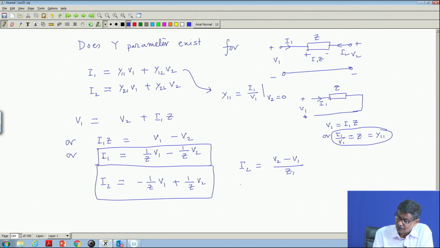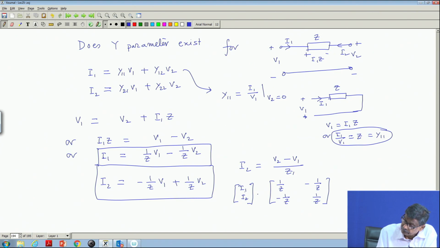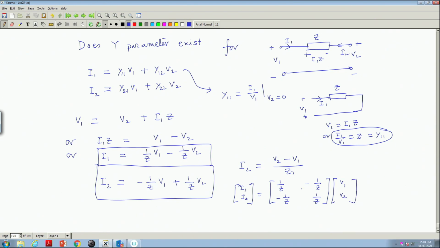So, what is the value of y 1 1? y 1 1 is nothing but 1 by Z. What is y 1 2? Minus 1 by Z, is not? And so, the Y matrix from this looks like 1 by Z, minus 1 by Z, y 1 2, and this is minus 1 by Z once again, and this is 1 by Z. So, this equation can be written as I 1, I 2 is equal to this into V 1, V 2. So, this must be the Y circuit parameters. So, Y matrix exists.